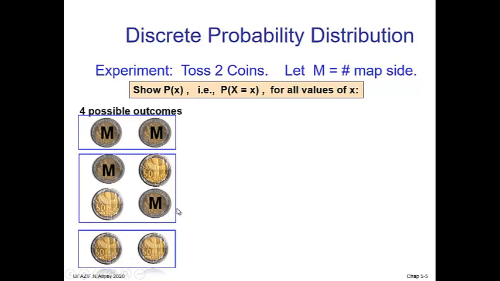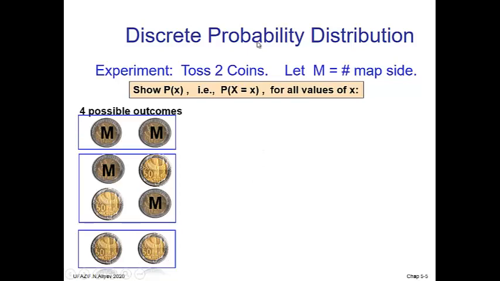Now, M is the number of heads that come up. In this case it is 2. In this case it's just 1. In this case it's also 1. In this case it's 0. No heads here. That's why in this case it's 0.